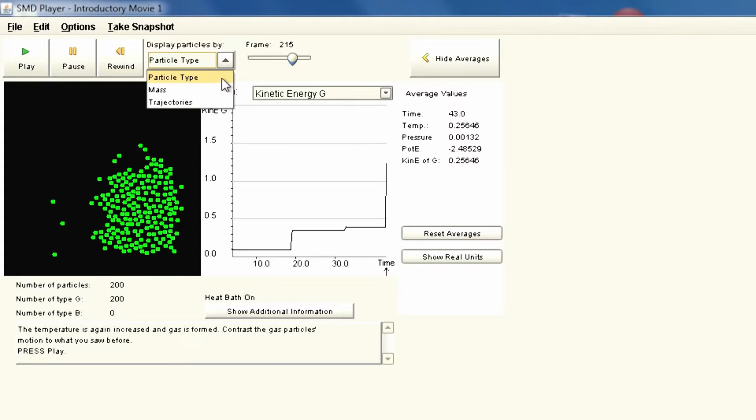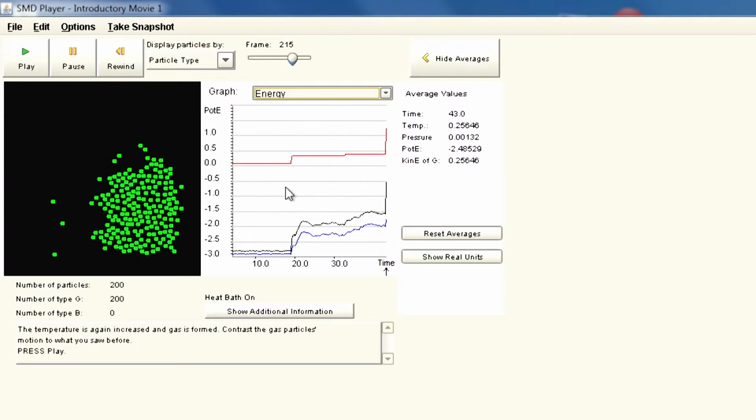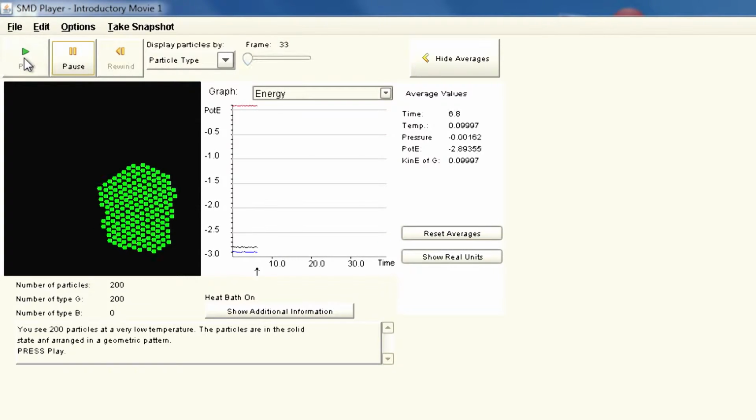Now, let us also look at total energy, which also includes the potential energy. So, we will look at that. Let us rewind the whole simulation again and I am going to reset the parameters to 0. Now, let us run a few steps and see what happens to the energy.